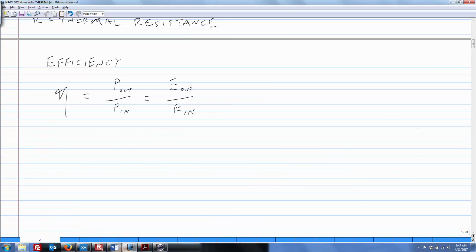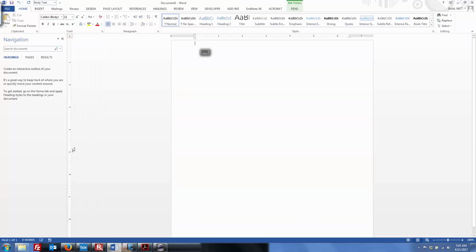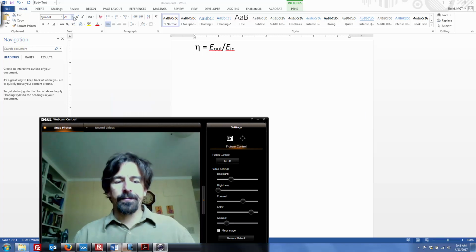Okay, next slide. Now, this next symbol, this is efficiency, and I'm going to bring up Microsoft Word to show you what efficiency is. So let's make our font larger. So eta equals E out over E in. Okay, so the eta, that's the Greek letter eta, and I'll write this out.